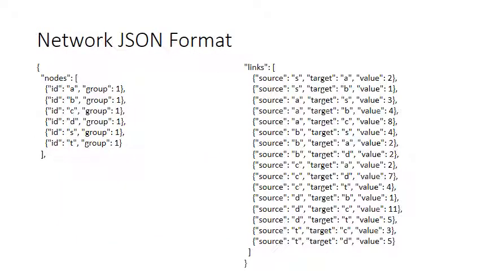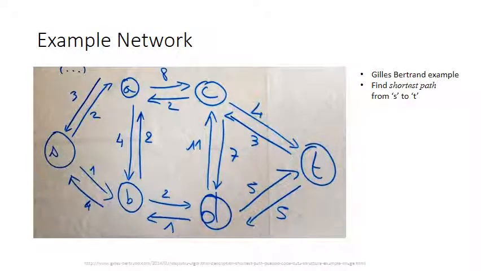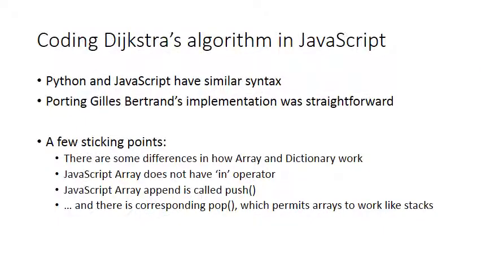Deciding on data formats has always seemed important to get right. The network JSON format used in class seemed very sufficient, so I opted to go with that. The example network used during the notebook exercises was small, simple, and effective. Each pair of connected nodes have directed edges to and from each other. Giles Bertrand's implementation was so straightforward, and the closeness of Python and JavaScript syntax made porting Dijkstra's algorithm fairly easy.